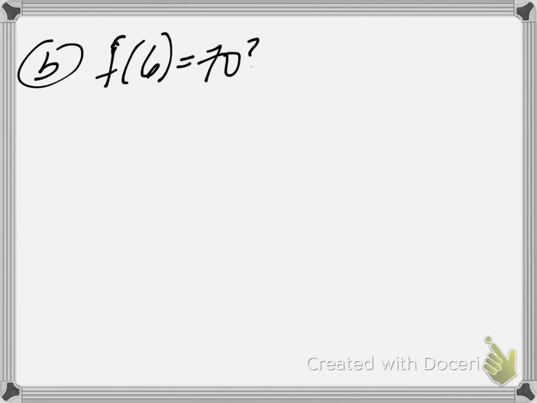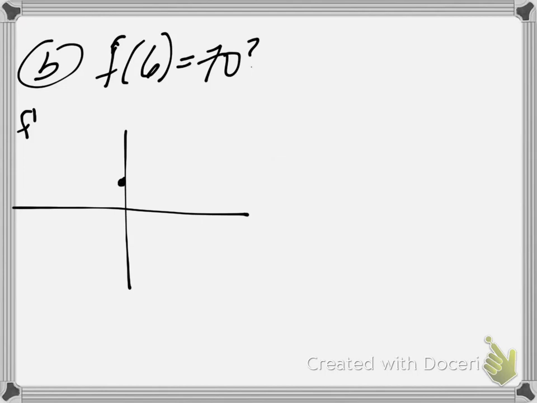Okay, here's part B, and B is, I think, pretty tricky. The question is, can f of 6 ever be equal to 70? Remember, we just did an estimate before. This is how I thought of it. You may have a different way to do this, but I thought about what the f prime graph looks like, and I know I'm using the table.